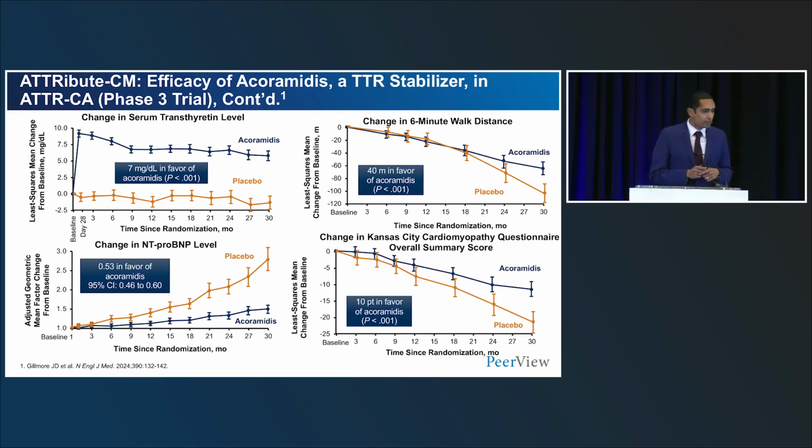Getting back to some of the other endpoints in ATTRibute, there was a large increase in serum TTR levels. It's important to note that TTR levels increase with stabilizers and they decrease with silencers, so they go in opposite directions. A large increase in TTR levels, about 7 points, an improvement in the 6-minute walk distance, less of an increase in NT-proBNP, and less worsening of the KCCQ. So again, patients do continue to decline over time in terms of these function and feel endpoints, but less so than in placebo.